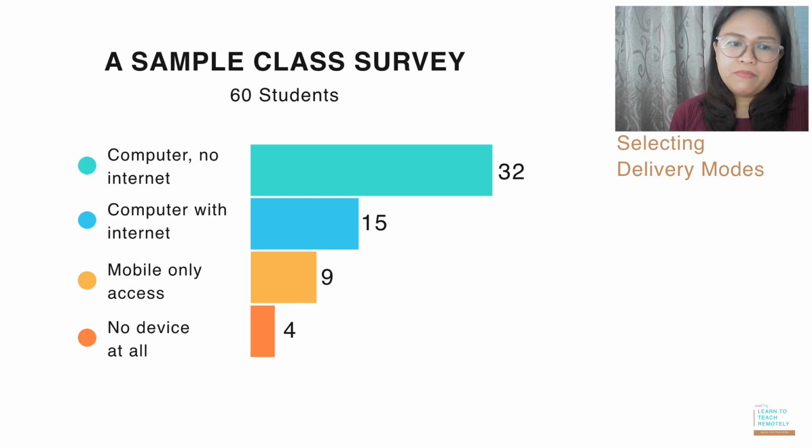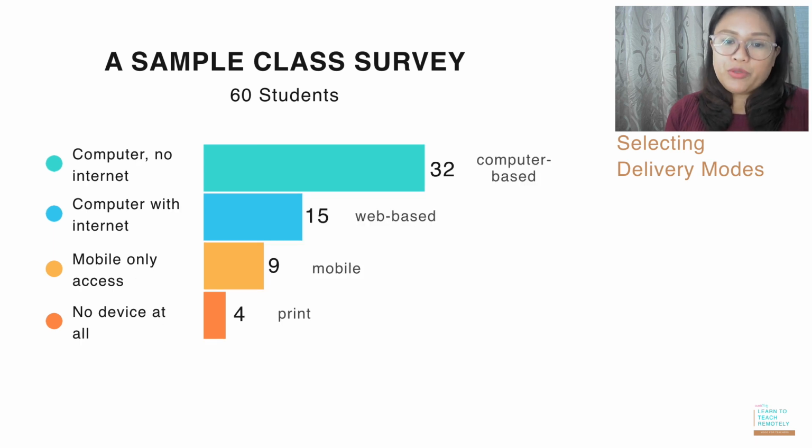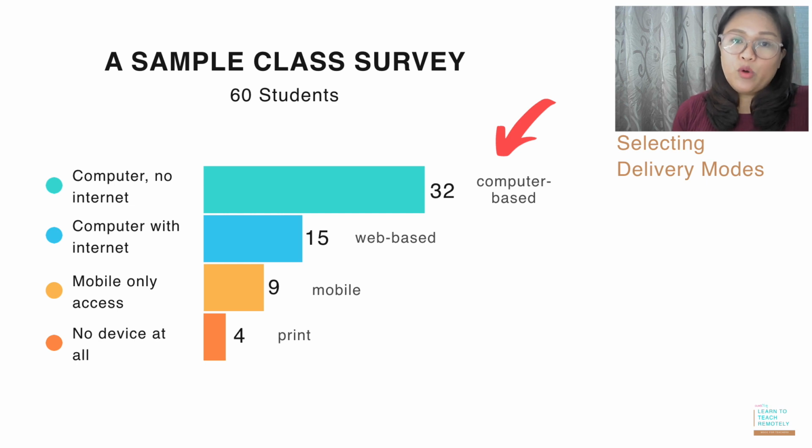So what does that mean? In our example, the majority of the students have personal computers, but they do not have internet at home. So in this case, we can do computer-based modality. We can design activities for them to do without internet. You can have interactive standalone learning objects or preloaded instructional videos on USBs, which can really work well in this scenario. Those who have no device can be given printed worksheets or modules which they can answer at home.